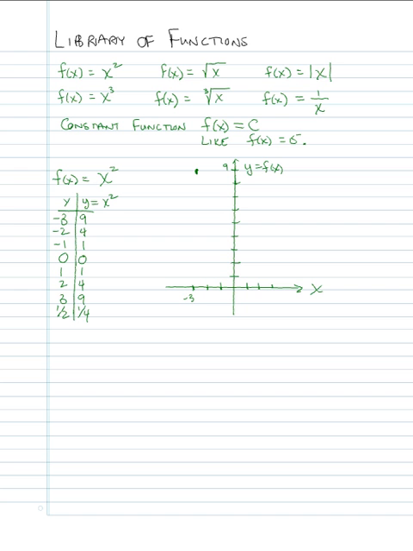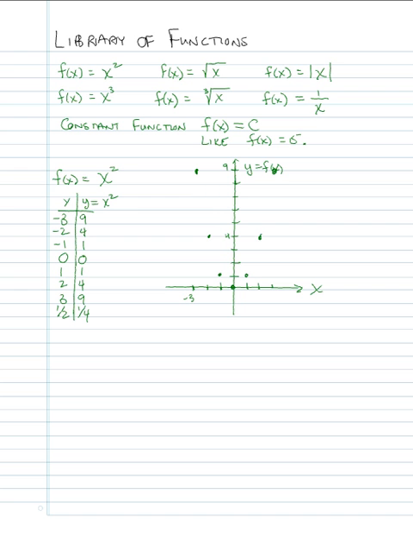And when x is -2, y is 4. 1, 2, 3, 4. This is where y is 4. So we have this point on the graph. And when x is -1, we have a y value of 1. So this point's on the graph. And then 0, 0 is here. 1, 1 is here. 2, 4 is here. And 3, 9 is way up here.